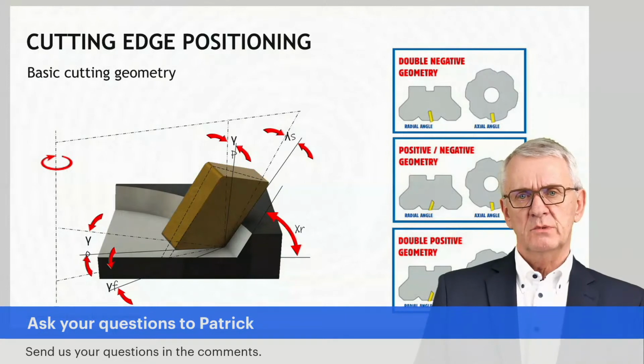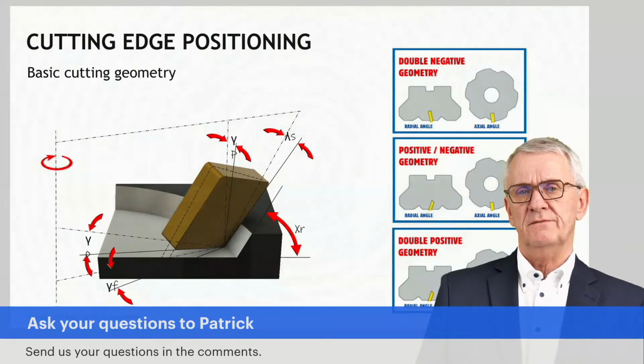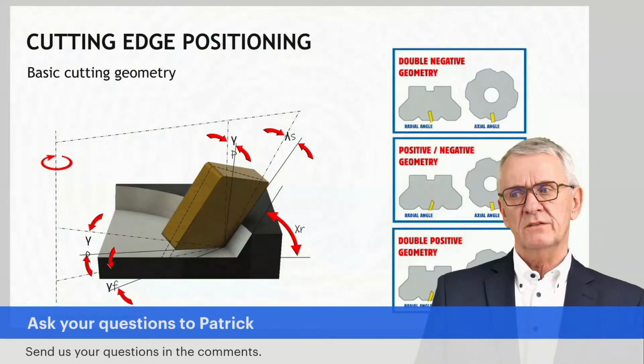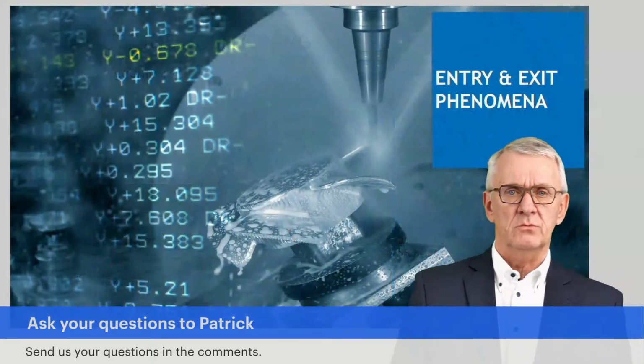This is just some information you need to know each time you use a milling cutter. I think it's something you should know about the milling cutter you use. What is the basic family in which the milling cutter is classified? Is it a double negative one? Is it a double positive one? Or is it a positive negative geometry?